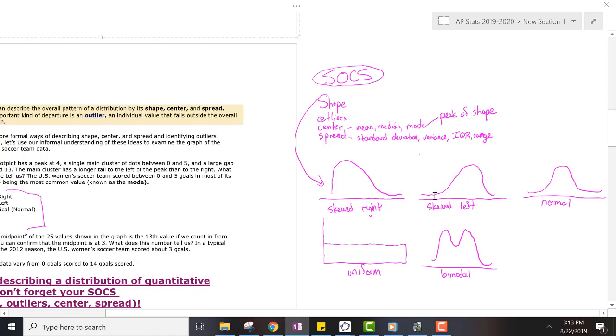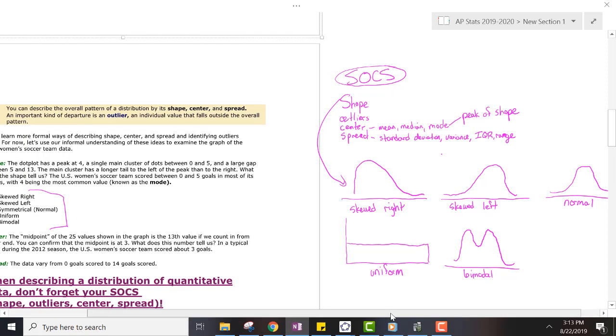Vice versa, skewed left, where we have some very small values, where most of our values are to the right. Normal, when it completely looks like our bell curve. Uniform, if it's straight across, each thing is equally likely or happens the same amount of times. Bimodal is where we have two peaks because there were two most prevalent values. Two modes, bimodal. Those are our shapes.